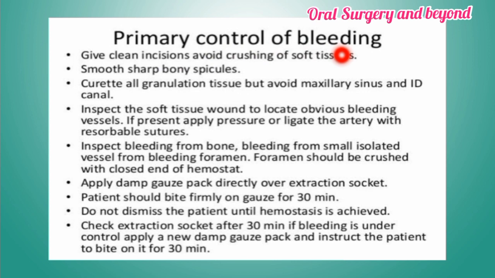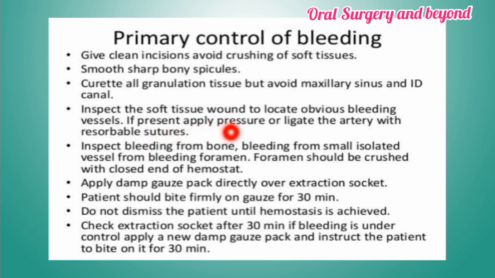As we know, bleeding is mostly because of the traumatic procedure. So there are a few things we can do to control the bleeding. We can give a clean incision to avoid crushing of the soft tissue, so the bleeding will be less. Smooth the bony spicules, so the bleeding from the bone will be less. Then curettage of the infected granulation tissue also helps to reduce bleeding after the extraction.